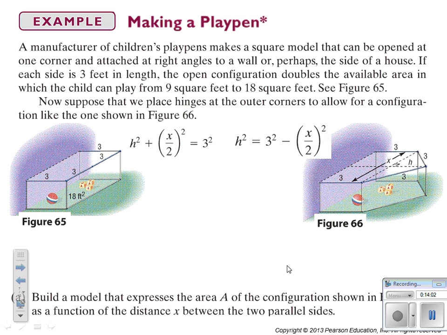We simplify that down so we can get a value of h in terms of x. So our height in terms of x is the square root of 3 squared minus (x over 2) squared. And then we simplify that down further. This is 9, and this is x squared over 4. Then we find a common denominator, so 9 becomes 36 over 4 minus x squared over 4. So we get 36 minus x squared over 4.